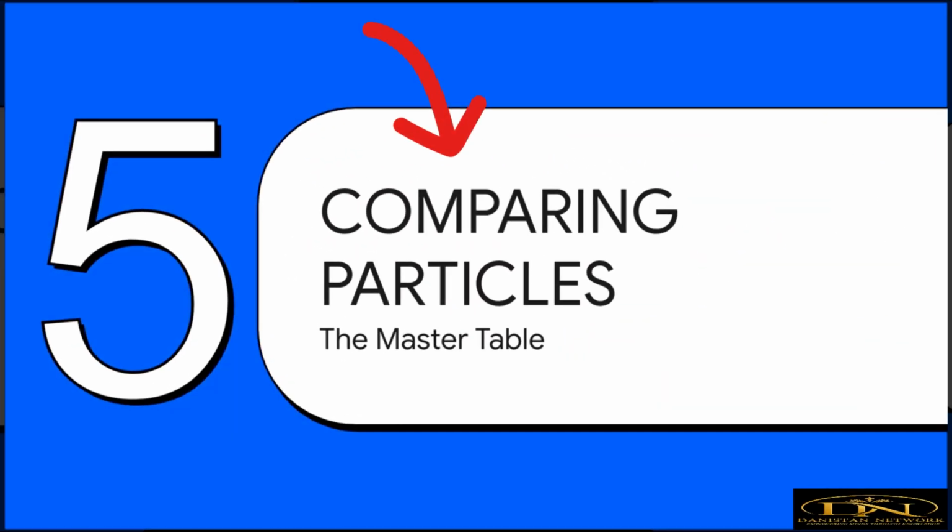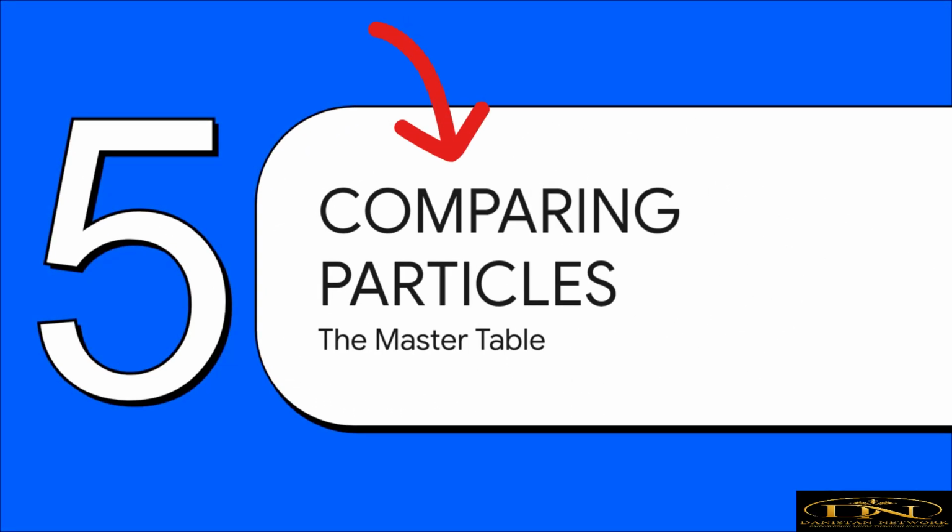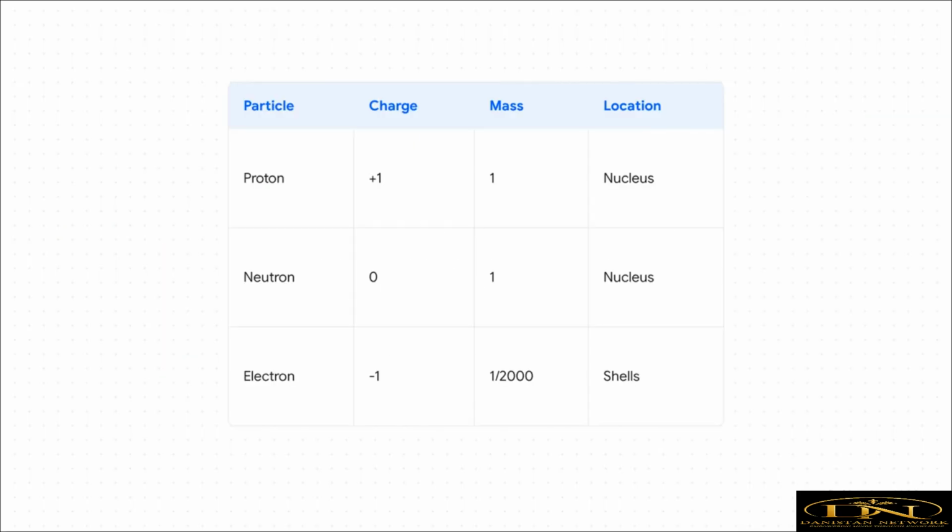Section 5. Comparing subatomic particles. The master table. Let's see how this builds into what I call the master table. Class, lock this into your memory right now. The proton, positive +1 charge, relative mass of 1, located in the nucleus. The neutron, neutral, 0 charge, relative mass of 1, also located in the nucleus. The electron, negative -1 charge, a relative mass of 1/2000, located out in the electron shells.